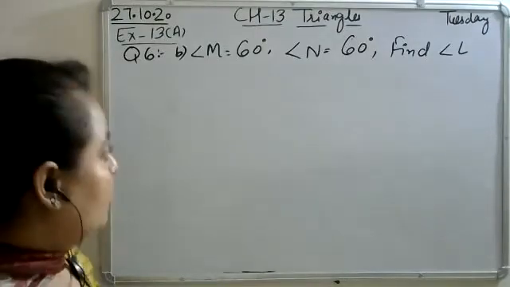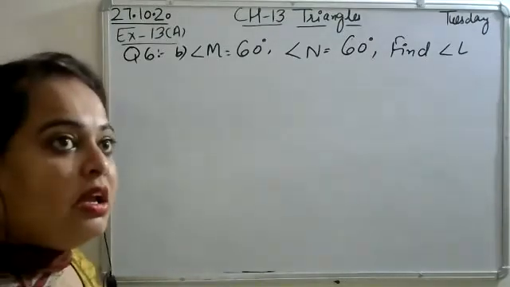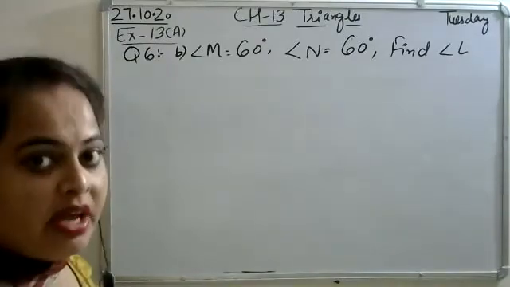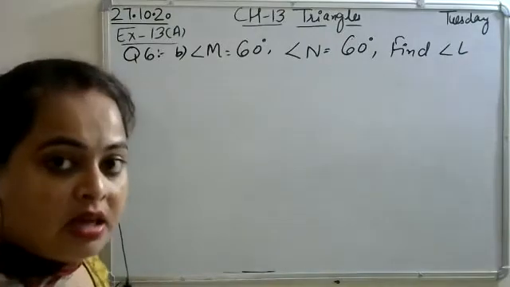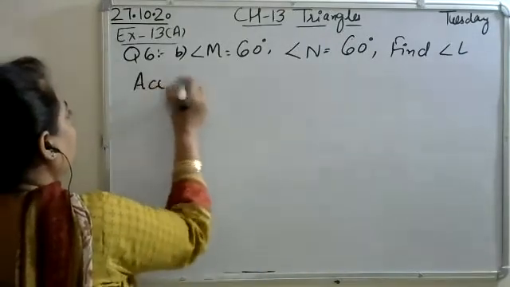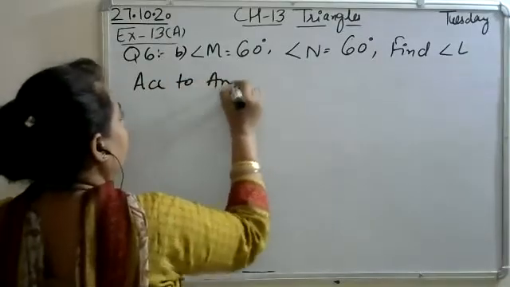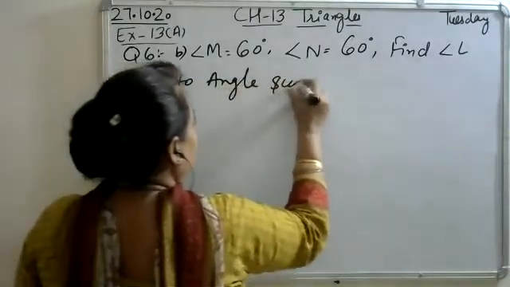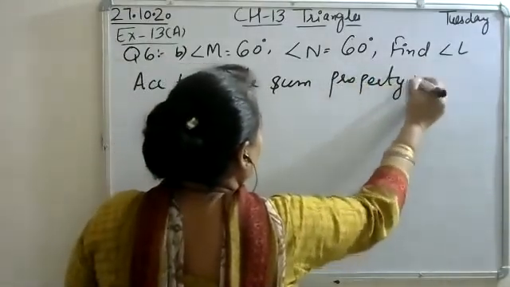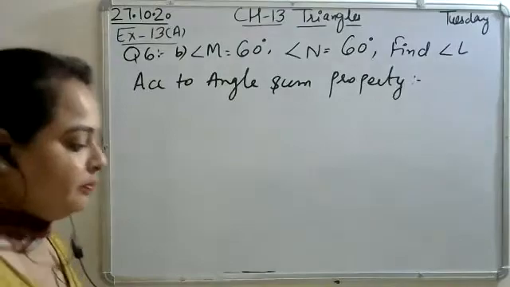Very good. Not sides. Triangular inequality is applicable to sides. So angles are given, so we will apply the angle sum property. Now, first of all, we will write according to angle sum property. Angle sum property. Now tell me Raman, what is the angle sum property?